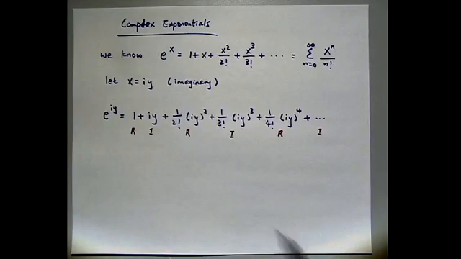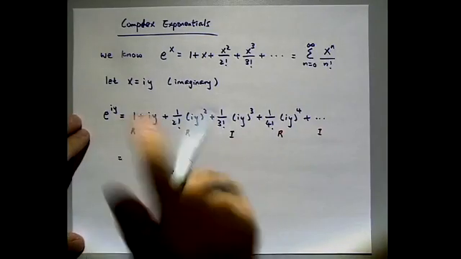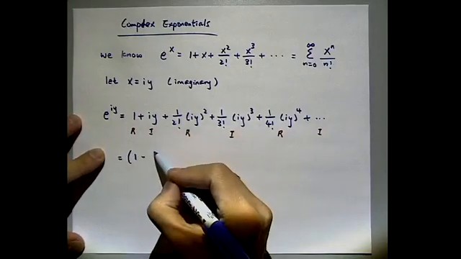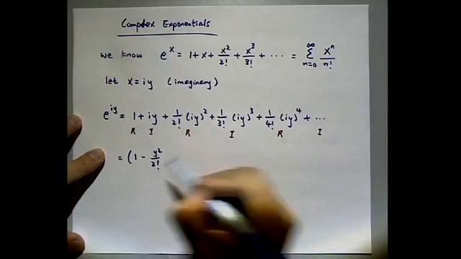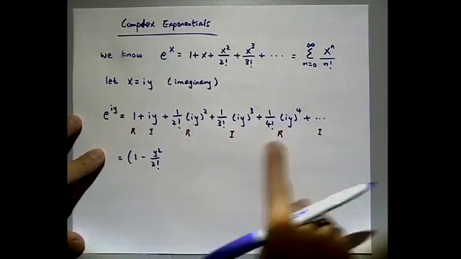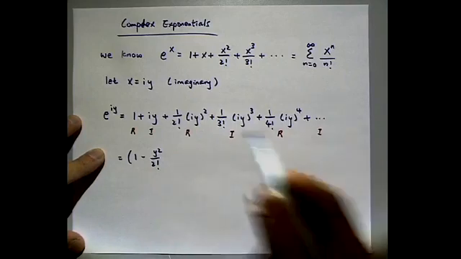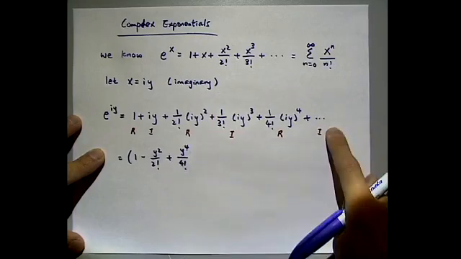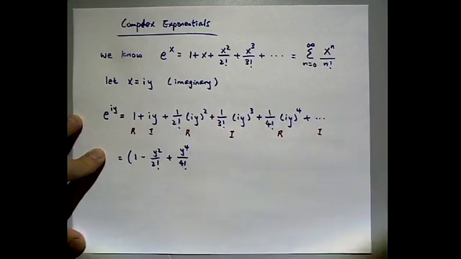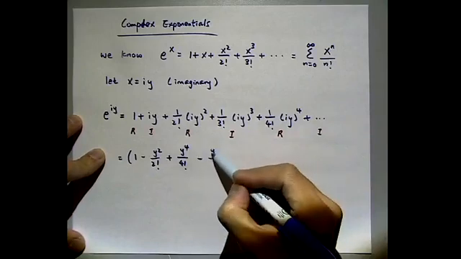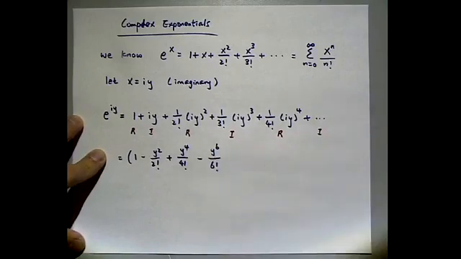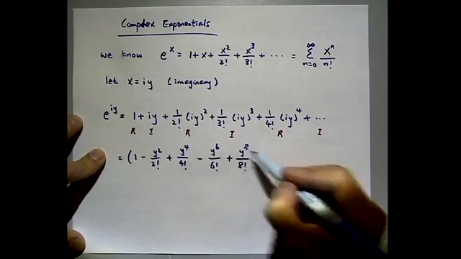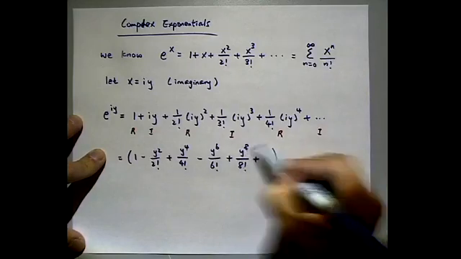Now let's collect all the real ones together. So we get 1 plus this. i squared is minus 1, right? And i to the fourth is positive 1. The next one is i to the 6th. That's negative 1 again. The next one is i to the 8th. That's positive. So these are the real ones.